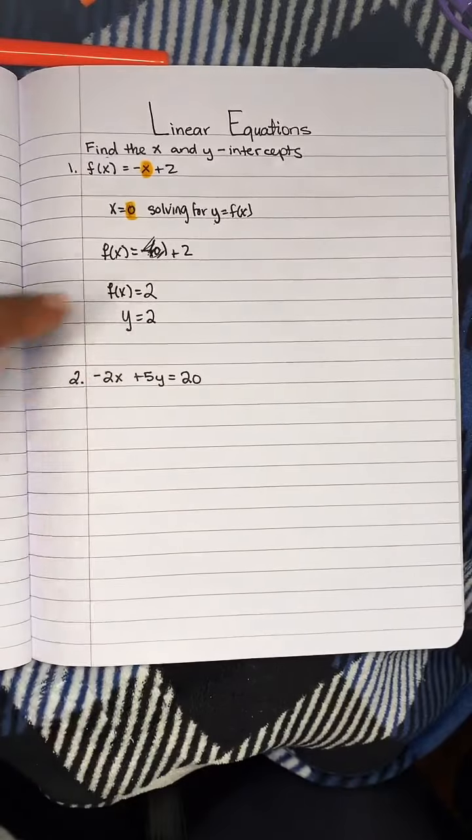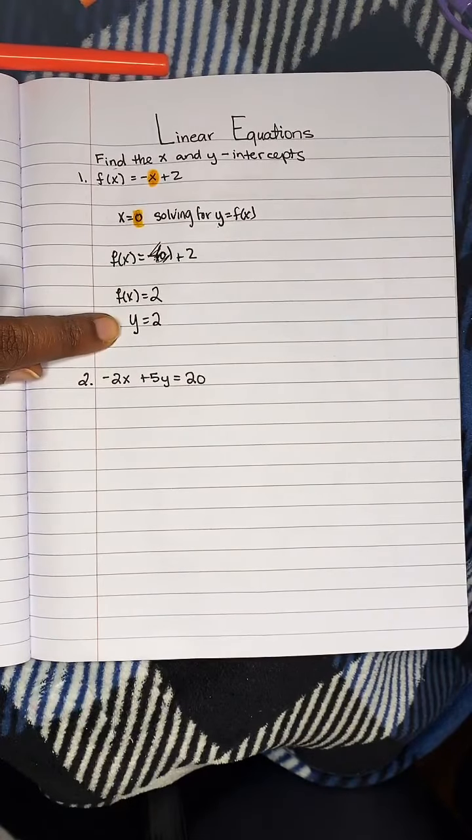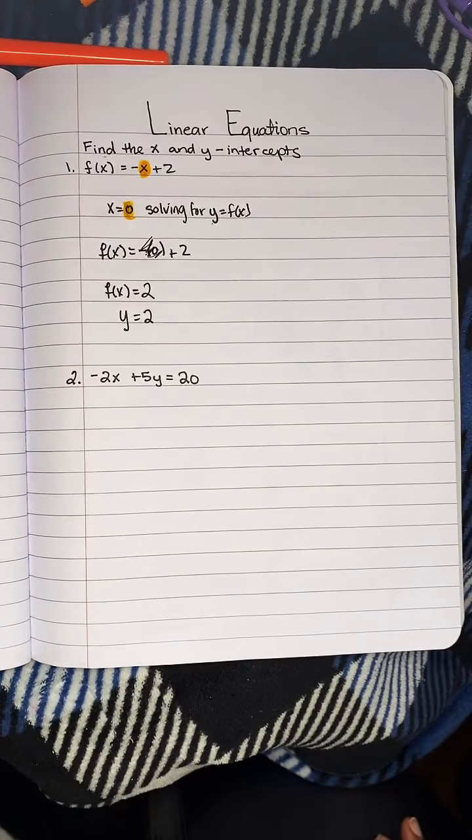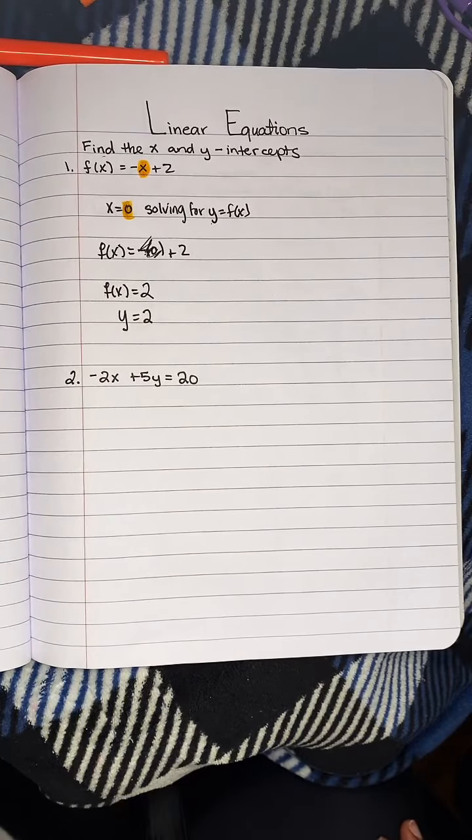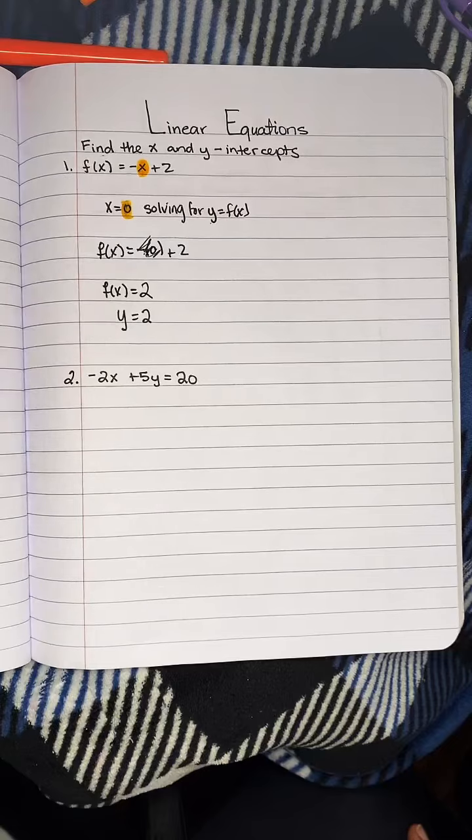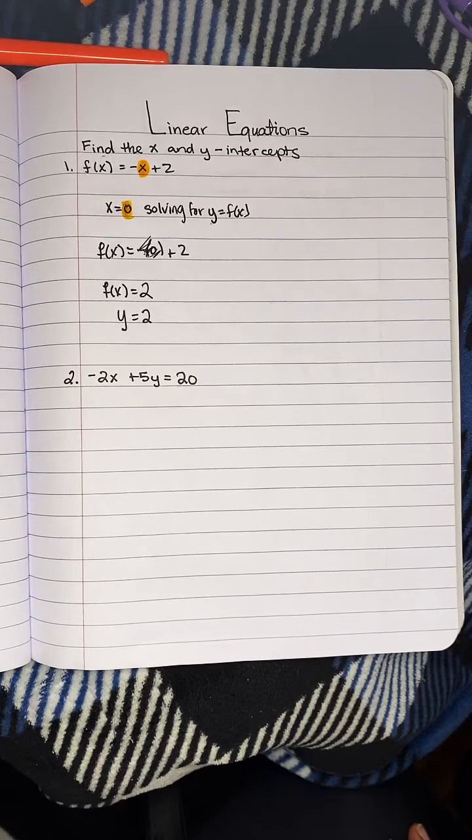Okay, so what we just found, I'm going to ask you guys a question. If y equals 2, what did we find? Did we find the x-intercept or did we find the y-intercept? Which one did we just find by making x equal 0? Does anybody know?